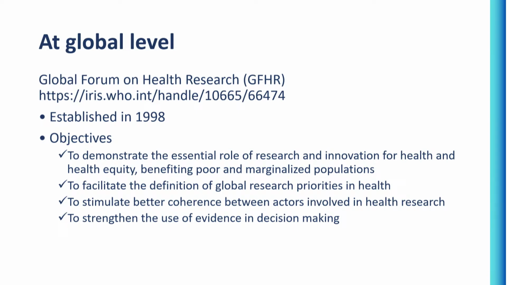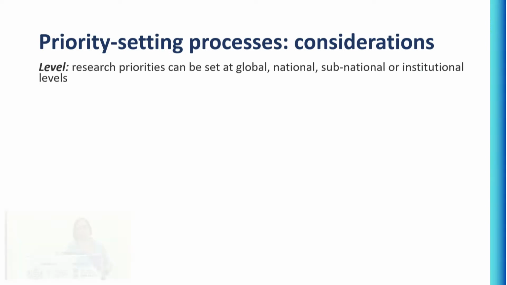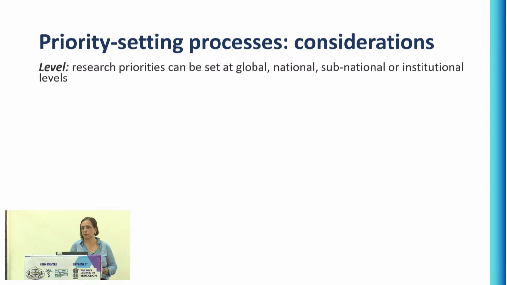because as soon as you move into the global realm, you recognize that setting priorities in one country without thinking about the country next door is also an issue, right, with globalization and cross-border movements, etc. It's trying to stimulate coherence between actors involved in health research, and it's trying to strengthen the use of evidence in decision-making. So these are some of the considerations that are relevant. We need to think about the way in which priorities can be set at a global, national, subnational, or institutional level.